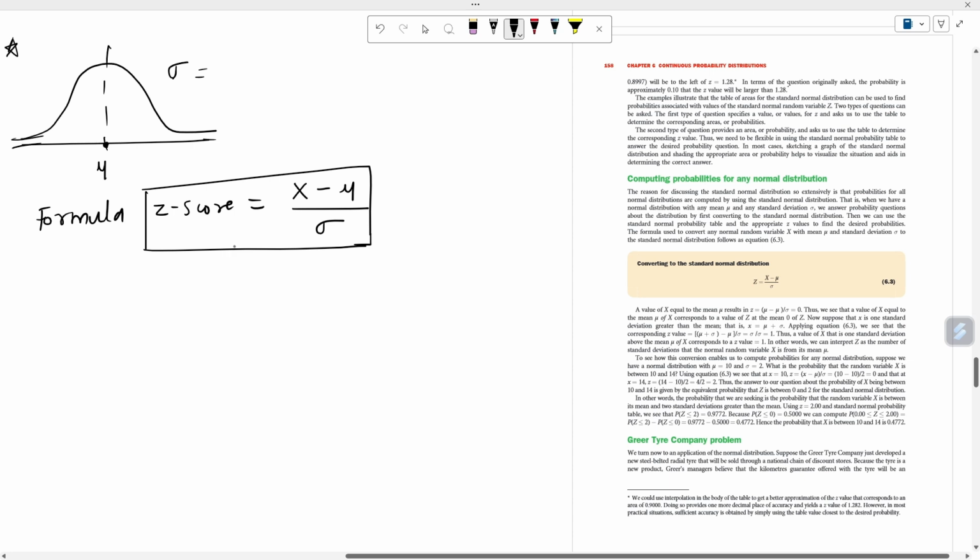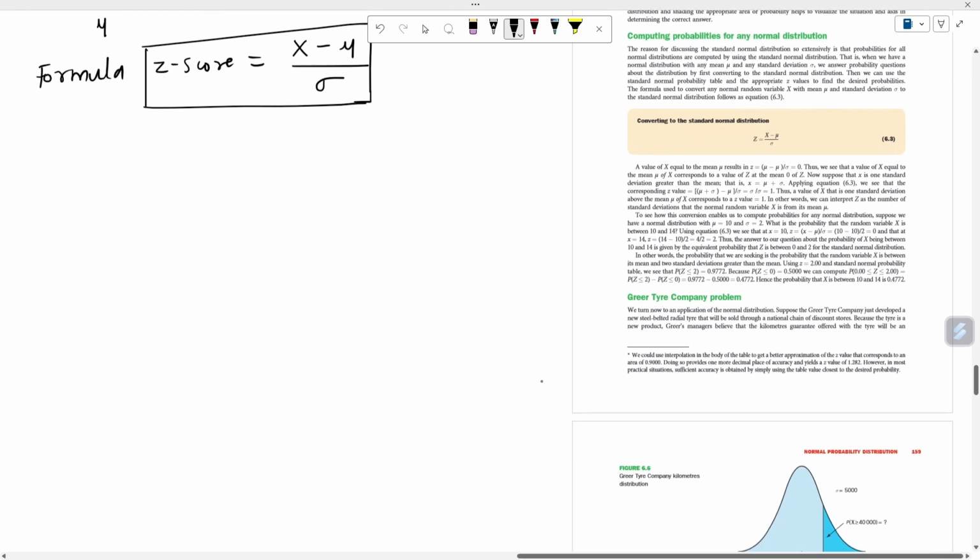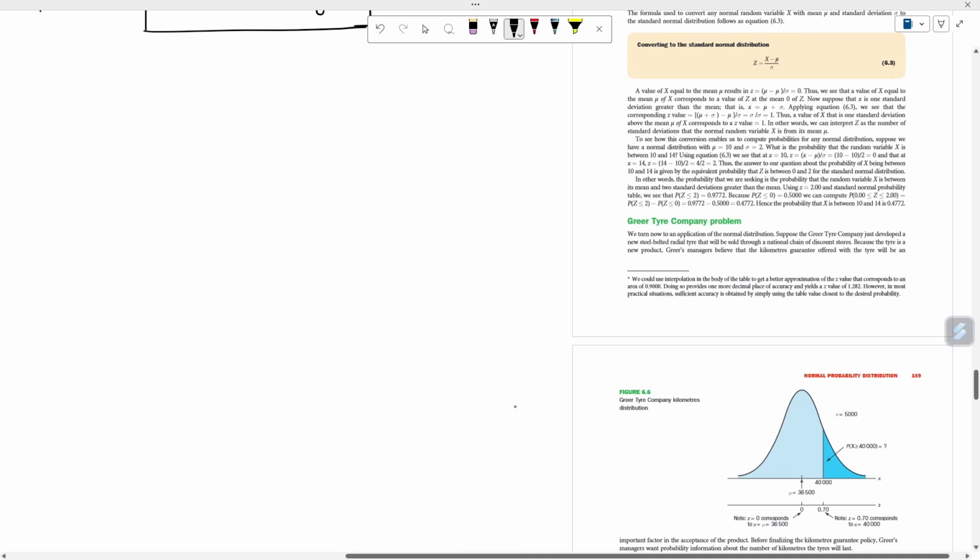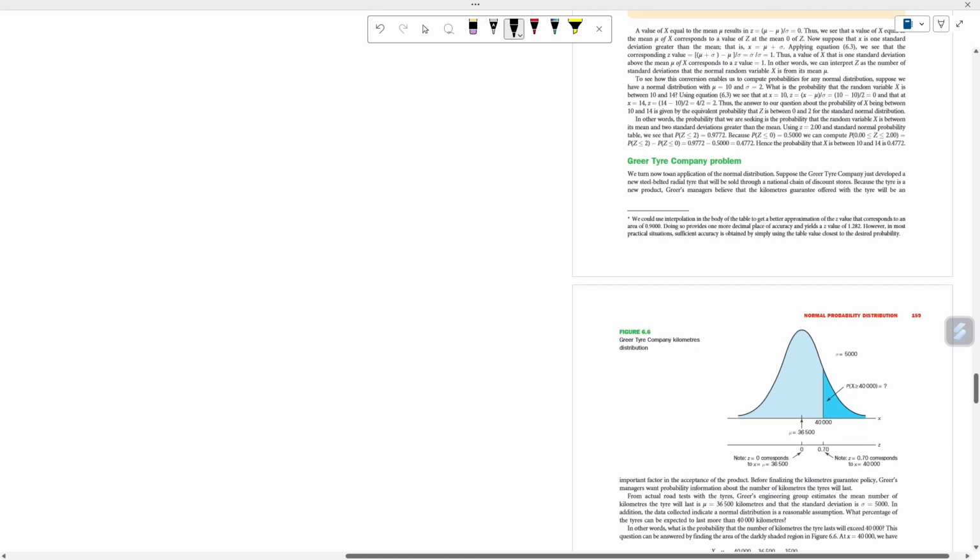Now, why are we calculating Z scores? The sole purpose of calculating this Z score is to identify the probabilities in a particular situation which will be given to us. So let's take an example, a situation of the Gerer Tire Company problem. This is a tire company which is giving us a situation.